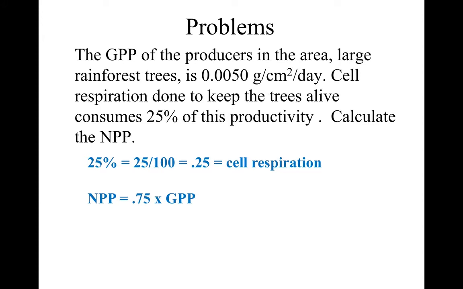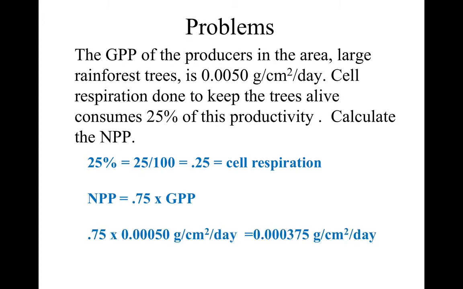NPP would be 0.75 times the GPP. Remember that it's the amount that's not cell respiration. And so then you simply plug and chug your numbers. 0.75 times the 0.0050 grams per centimeter squared per day, and you get your number. You can see it on the screen. The key thing here is always put your units. That's very important because we're actually measuring a substance.